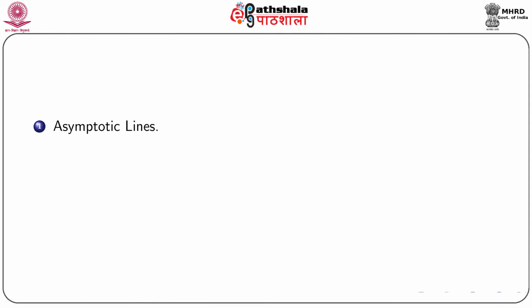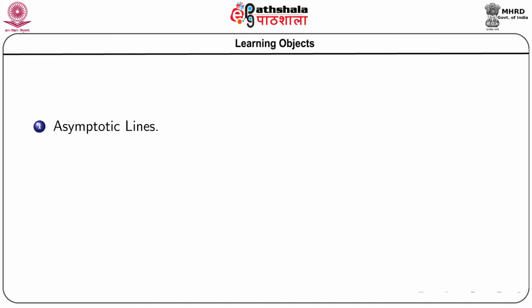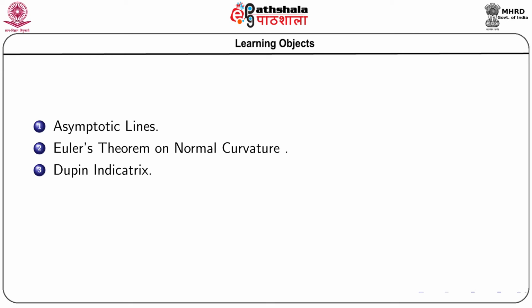Now, in module 5 of chapter 9, we have the learning objects like this. The first one is asymptotic lines, the second one Euler's theorem on normal curvature, the third one Dupin indicatrix. Now, let us start with asymptotic lines.